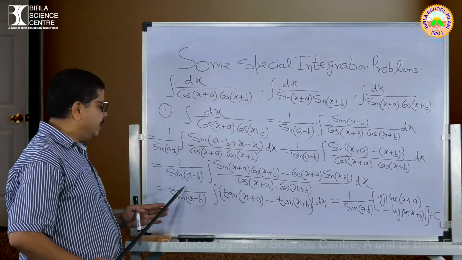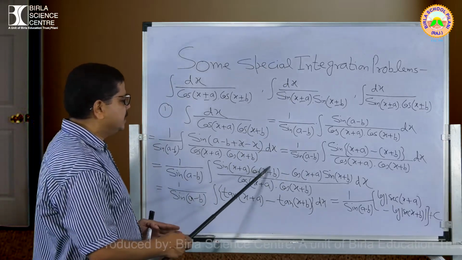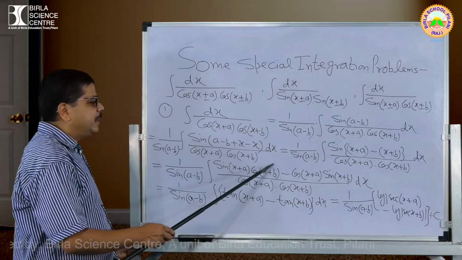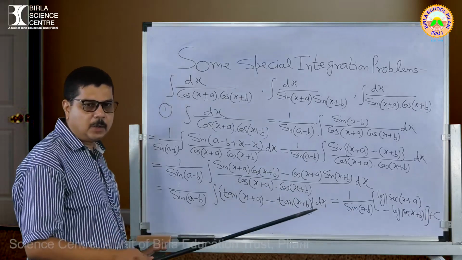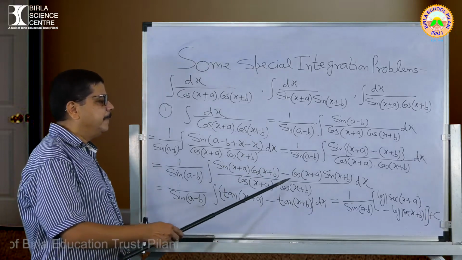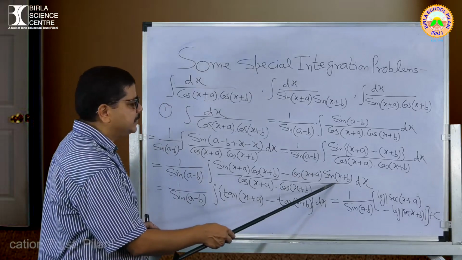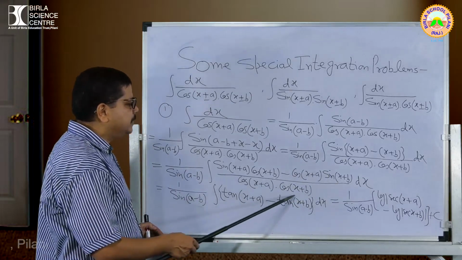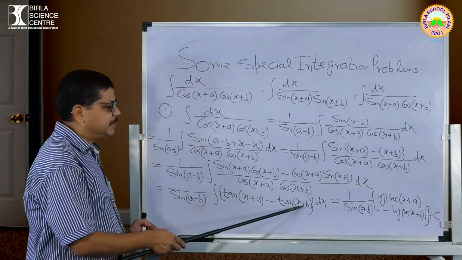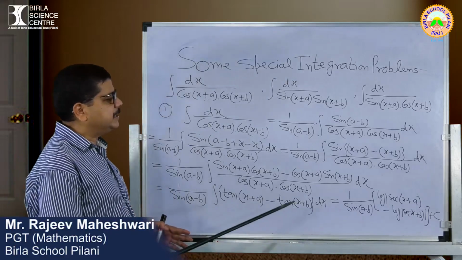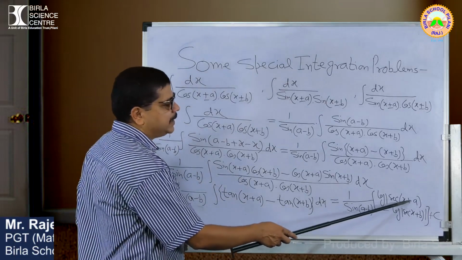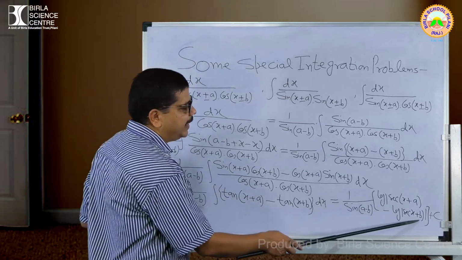upon cos(x plus a) cos(x plus b). Then writing these terms like this, first term upon this denominator, we find that cos(x plus b) cancels out, and sin upon cos becomes tan of (x plus a), minus cos(x plus a) sin(x plus b) upon this entire denominator. So cos(x plus a) cancels out, and it becomes tan of (x plus b). As we know, integration of tan is log sec. So the integration will be log sec of (x plus a) minus log sec of (x plus b).